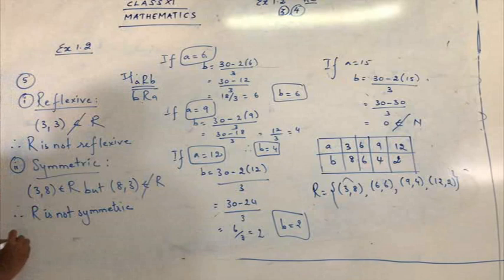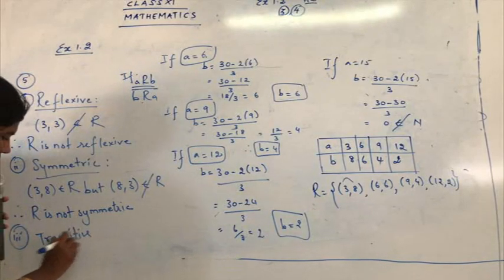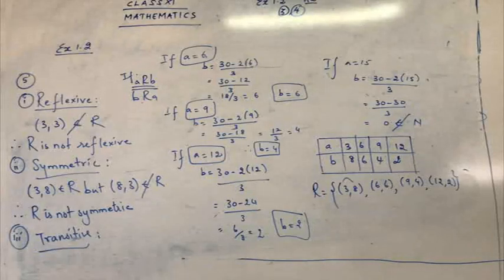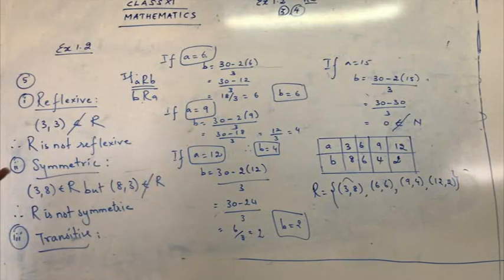Okay. Coming to the third part, transitive. Let's go for the third part, transitive. See here, children, for the third subpart, you have to understand. Just put your pens down and listen to me carefully. Now, for reflexive, we had a pair, like 6, 6 was there.